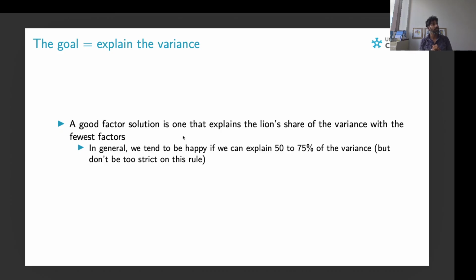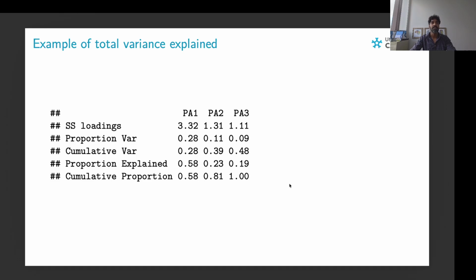So the question then becomes, what do these results mean when over 99% of the variance is not accounted for by the model you fit to the data? And so a good factor structure, our sense of understanding of the world around us and understanding of the data, comes from the amount of variance that we can account for. If we can explain 50 to 75% of the variance, that can be great. But again, don't be too strict on the rule. It's just a guideline.